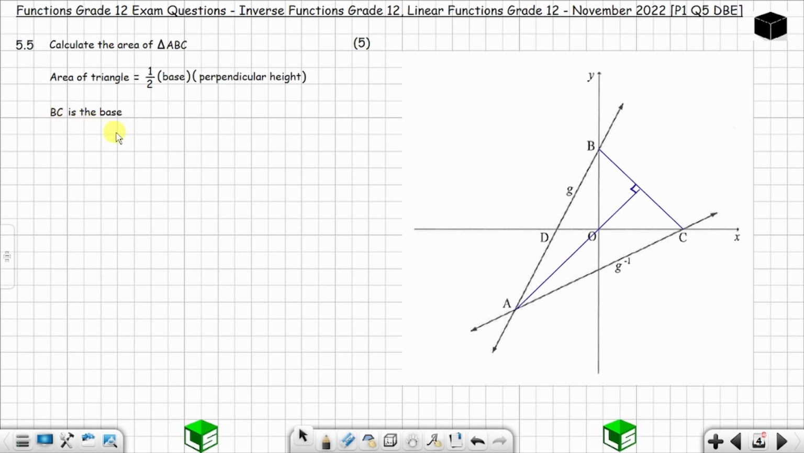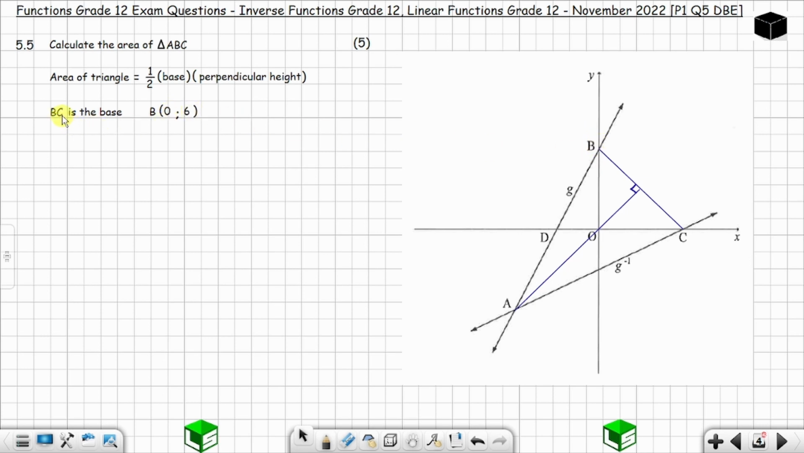You have the coordinate of B. Remember from the previous question, the y coordinate of B is 6 and the x coordinate of B is 0. Remember from the equation of G, the coordinates of B are 0 and 6, where 6 is the y coordinate. So the line G is cutting the y-axis at 6. You can see that from the equation of G, and remember at the y-intercept, x is equal to 0.